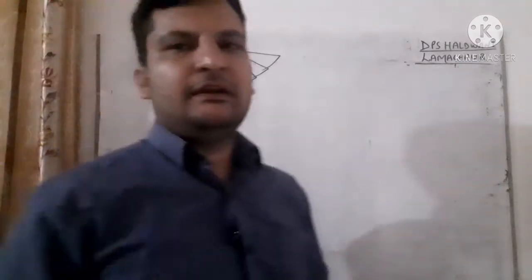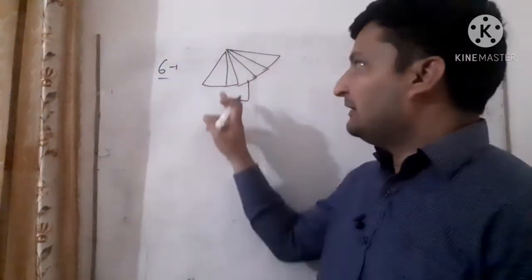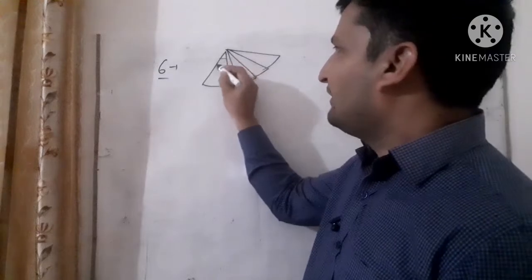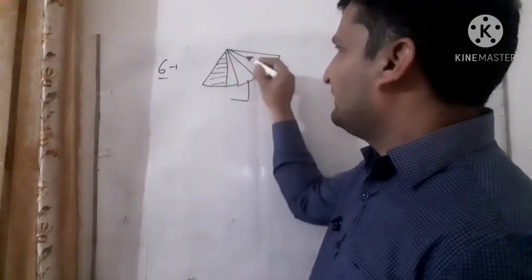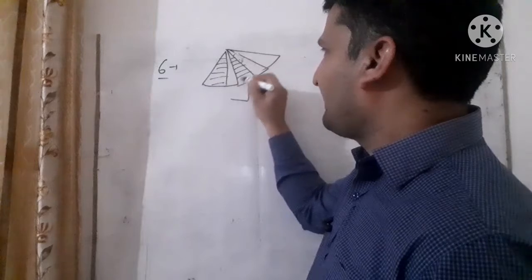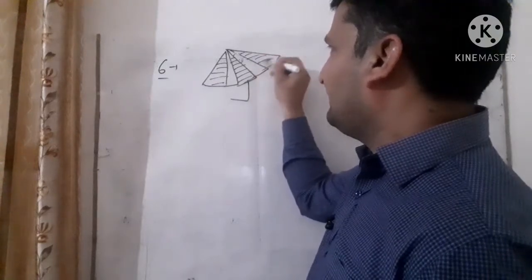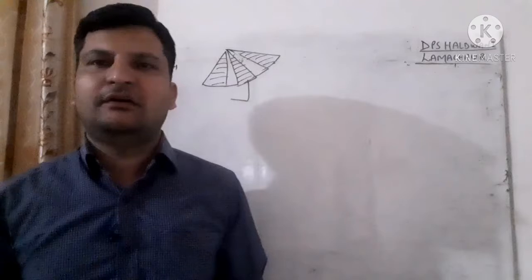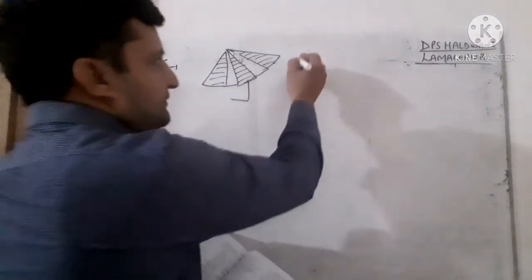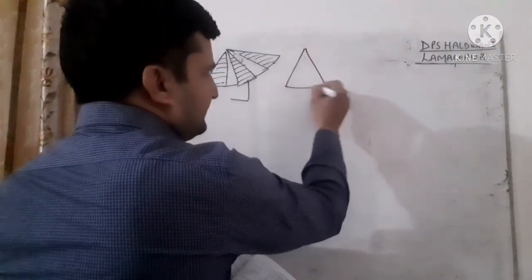In this question, student, an umbrella is given and the umbrella has 10 faces. 5 are in shaded form and the rest 5 are in unshaded form. So student, we have to find the area of the umbrella of each color. So how we can find it? Suppose we can take a triangle like this.